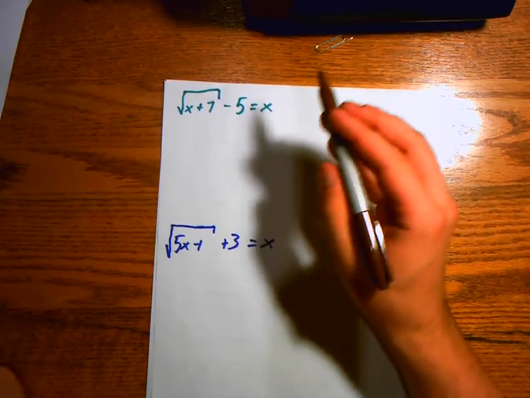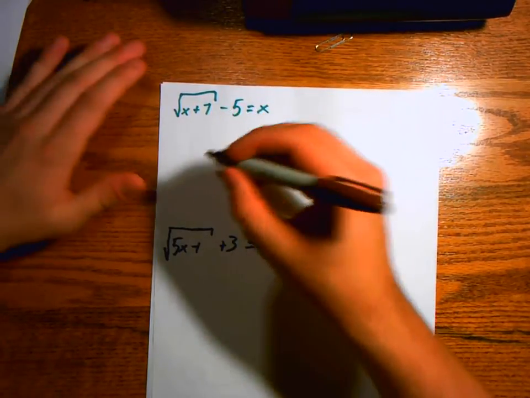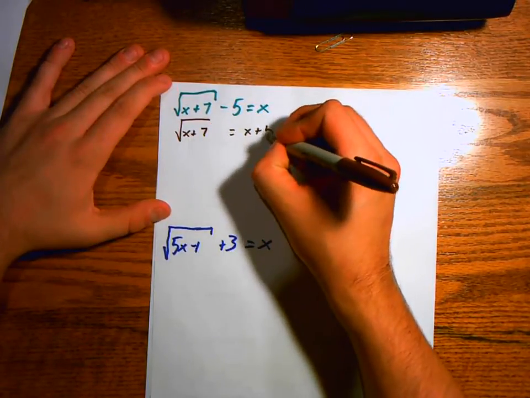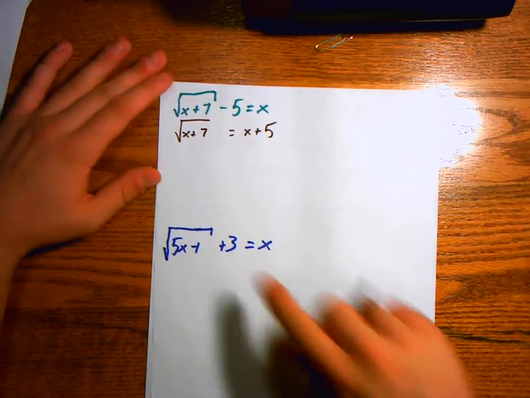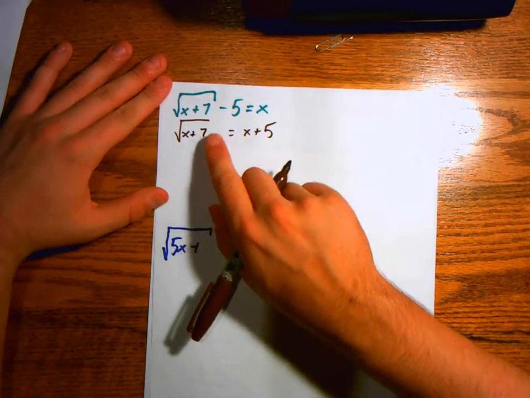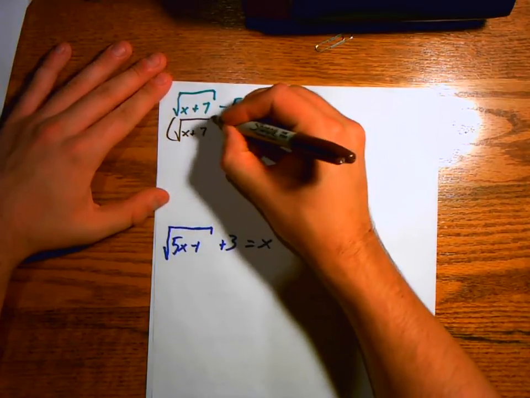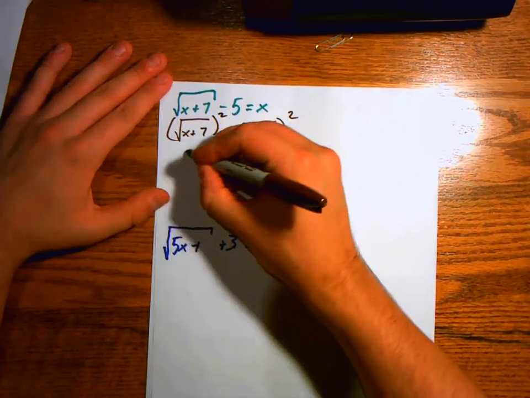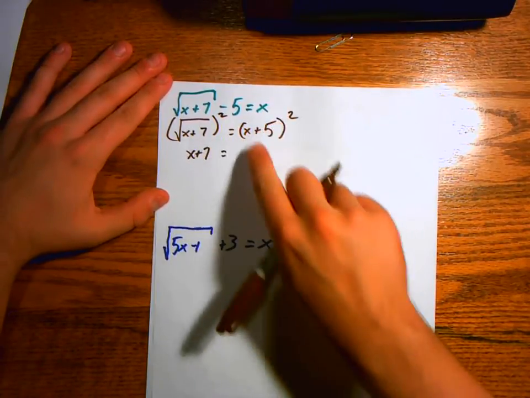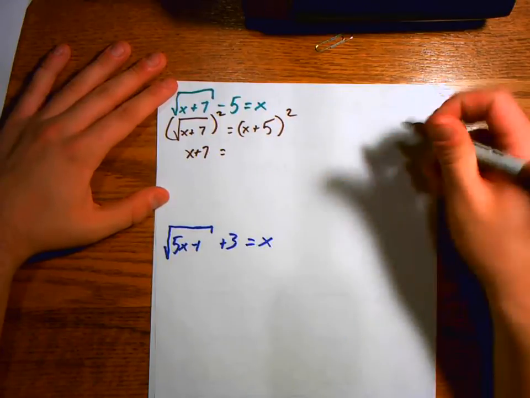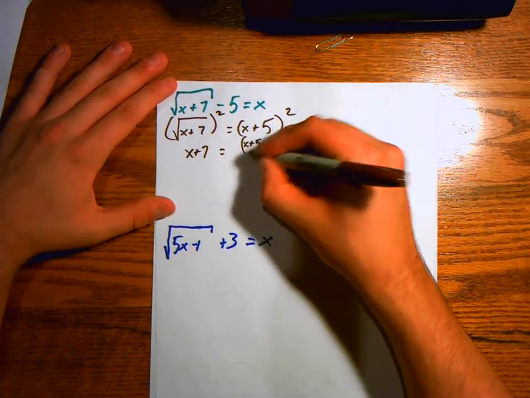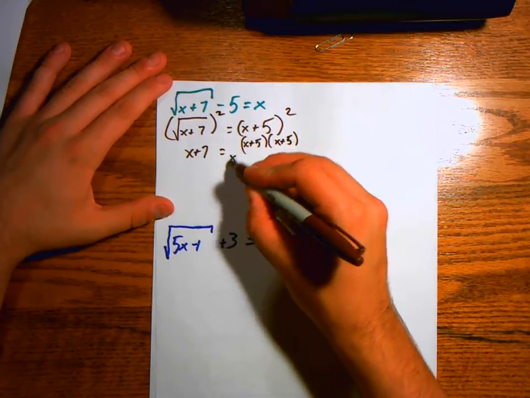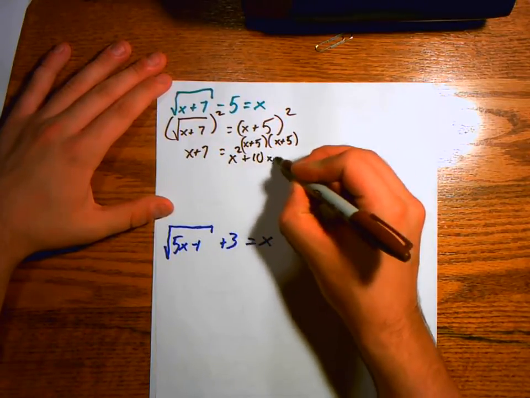So from here, I'm going to add 5 to both sides to get rid of everything next to this radical and get the square root of x plus 7 equals x plus 5. Then from here, since I have the square root, to undo this, I'm going to square both sides. And that means I will be left with x plus 7 equals, now the quantity x plus 5 squared is the same thing as x plus 5 times x plus 5. And if you FOIL that out, you will get x squared plus 10x plus 25.